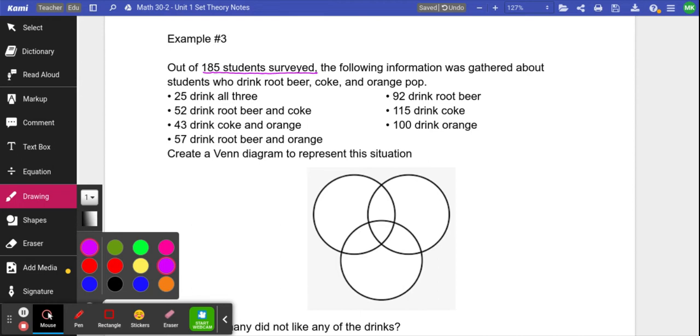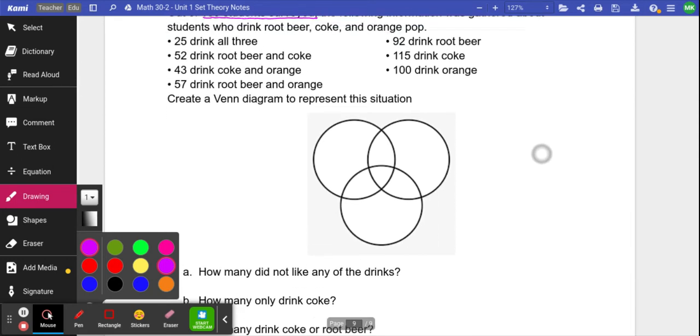The following information was gathered about students who drink root beer, Coke, and orange pop. They give us a ton of information. 25 drink all 3, 52 drink root beer and Coke, 43 are Coke and orange, 57 root beer and orange, 92 drink root beer, 115 Coke, 100 drink orange. Perfect. Lots of info there. Create a Venn diagram to represent the situation.